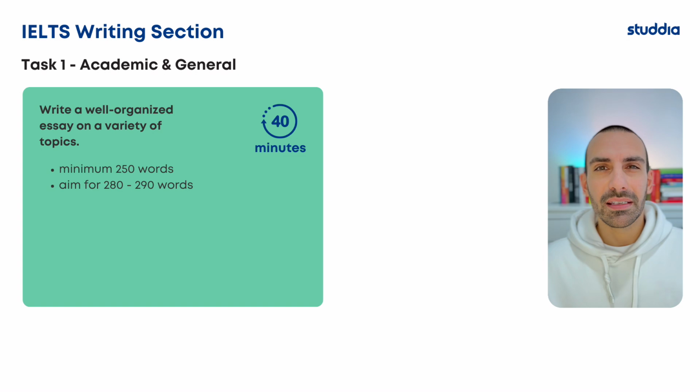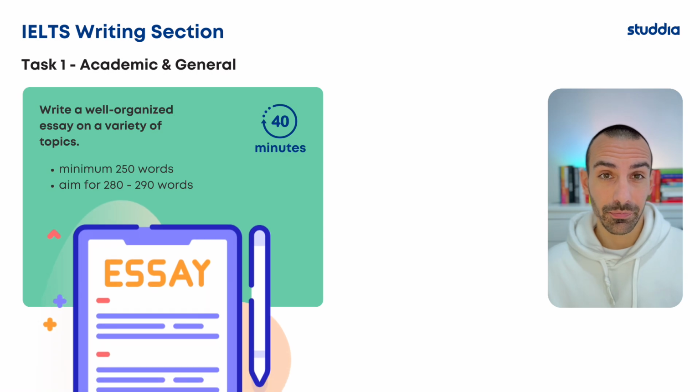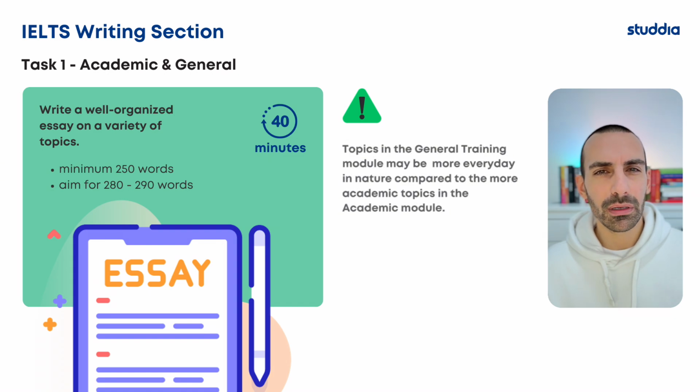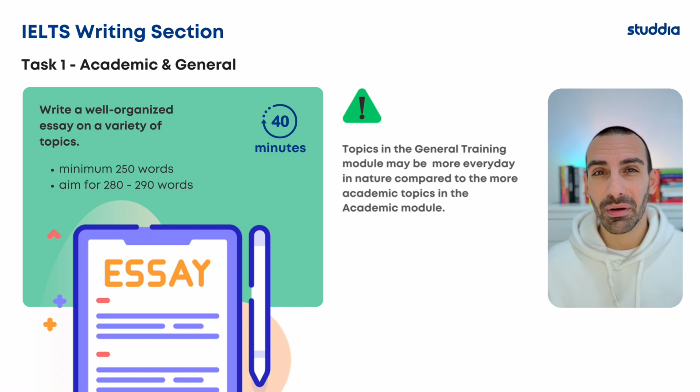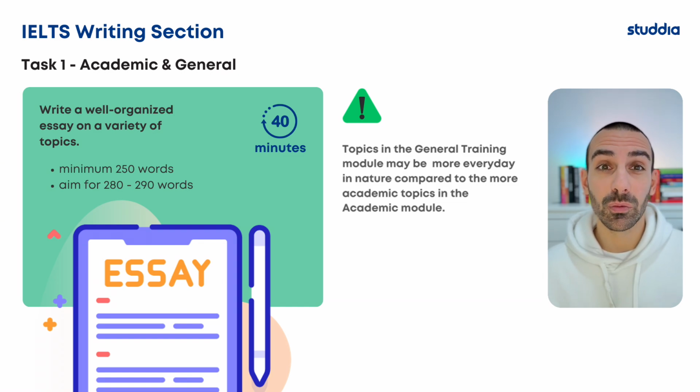Task 2 is the same for both General and Academic IELTS, and you're required to write an essay on a specific topic. The only difference is that in Academic IELTS, the topics are more formal and often related to education, society, technology, or global issues, while General Training topics are more about everyday life and work-related situations.